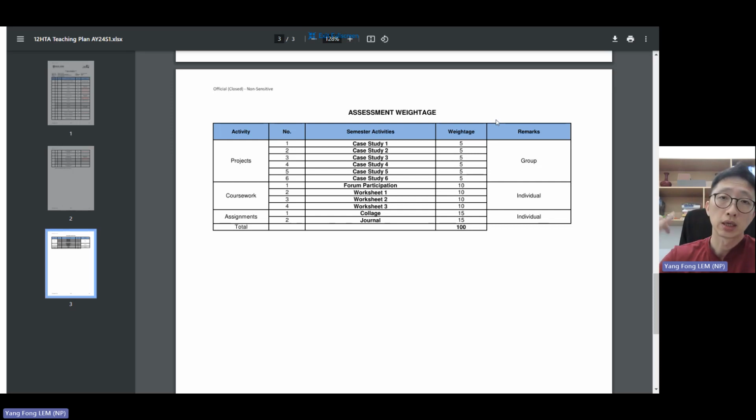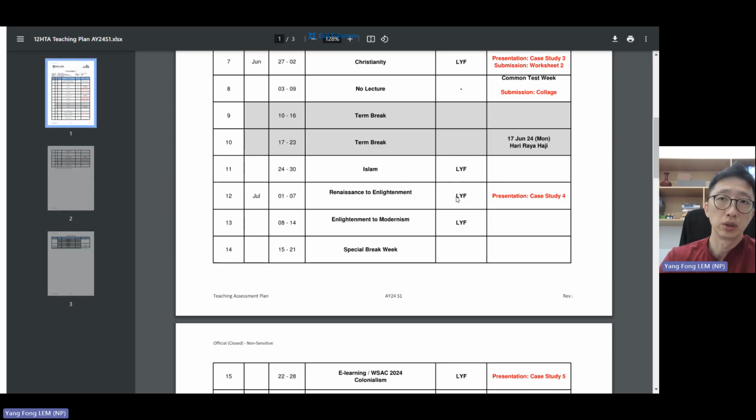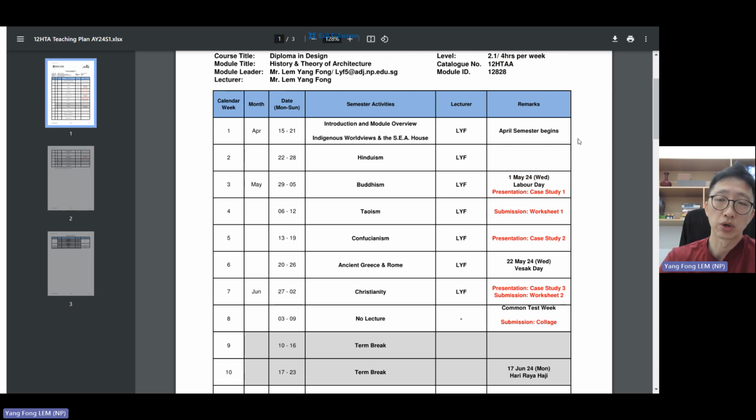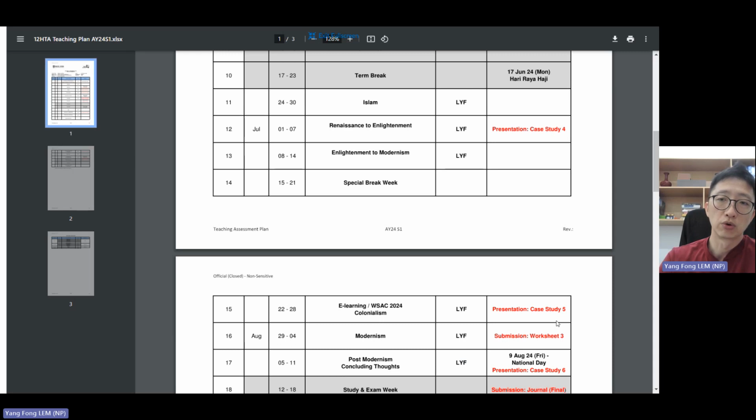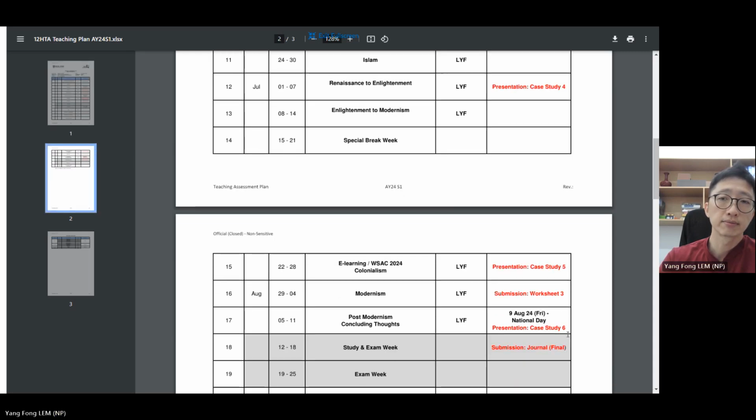Okay, so there will be 6 case studies. You'll do a case study and you'll present them, and it will take place throughout. It's distributed throughout the semester. So as you can see, the first 3 of them will be in the first part of the semester. After you come back from the break, you will do the next 3, 4, 5, and 6.